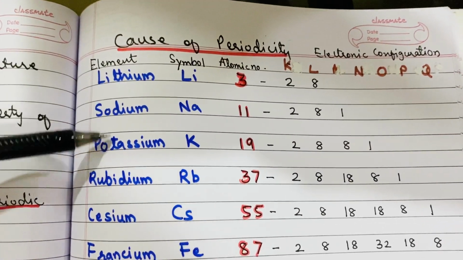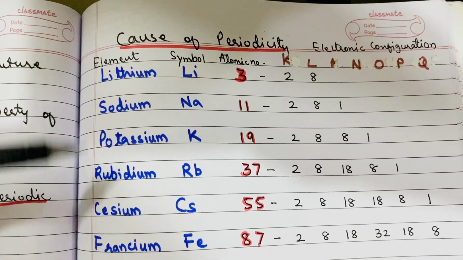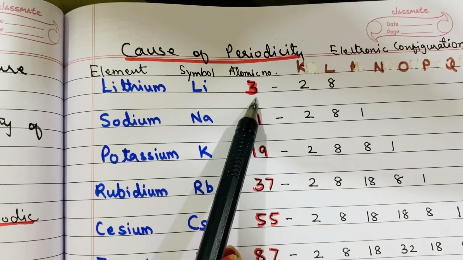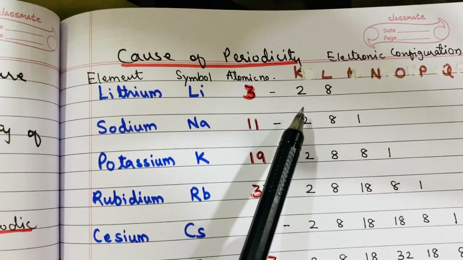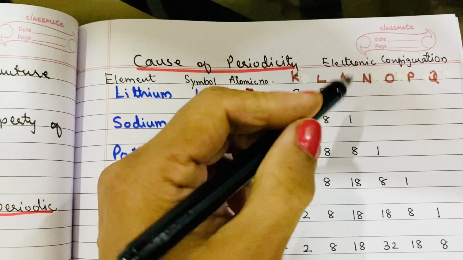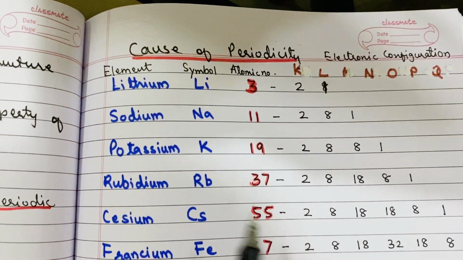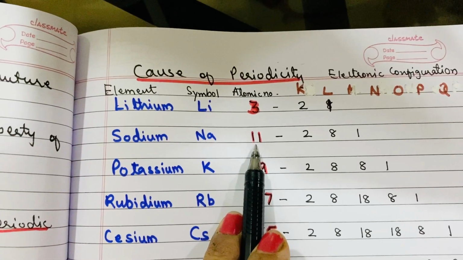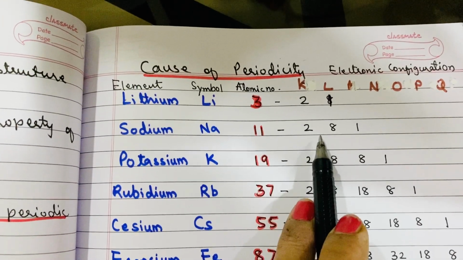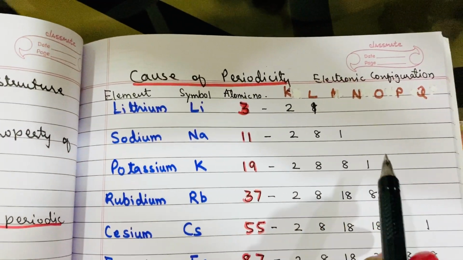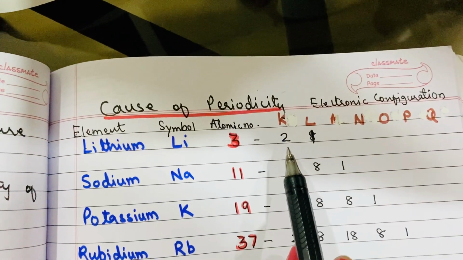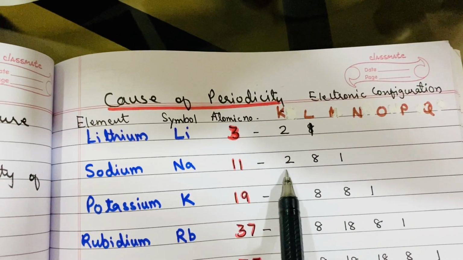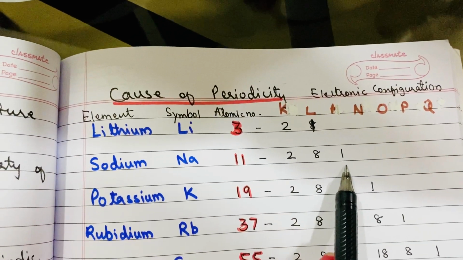Now let us take one example over here. Okay, this is lithium. Its atomic number is 3. Electron distribution is 2, 1. The next element is sodium. Its atomic number is 11. Its electronic configuration is 2, 8, 1. What is electronic configuration? It is the arrangement of electrons in different shells. So the sodium electronic configuration is 2, 8, 1.